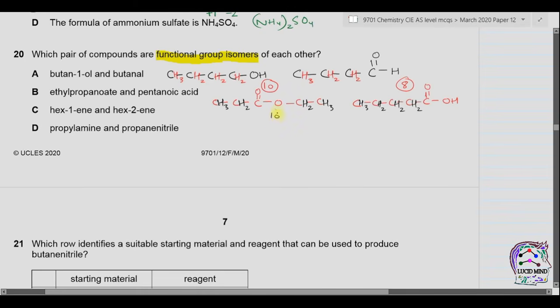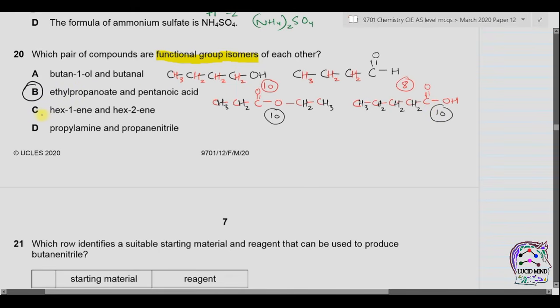So this one has 10 hydrogen atoms. This one has 10 hydrogen atoms. Both have 5 carbon atoms each, 2 oxygen atoms. So it means that they are functional group isomers because the functional group in both of them is different. One is ester and the second one is carboxylic acid.